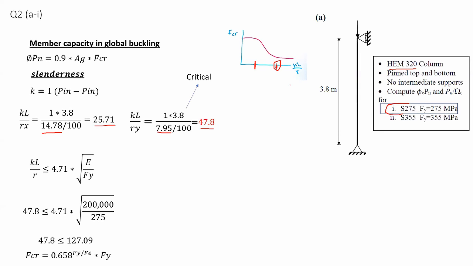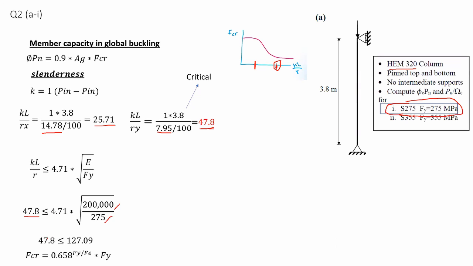Now we check the slenderness of this member. Is KL over r less than or equal, or more? Here I'm plugging in the value 47.8 and comparing it with what I have on the right-hand side. Here we have 200,000 megapascals, the modulus of elasticity for the steel, divided by the yield strength of the steel, 275, which is from here.